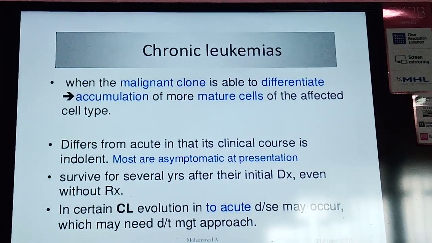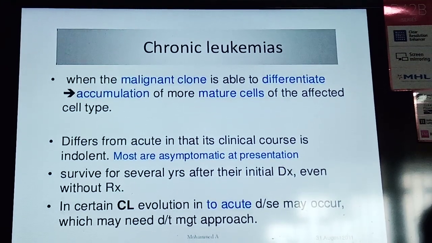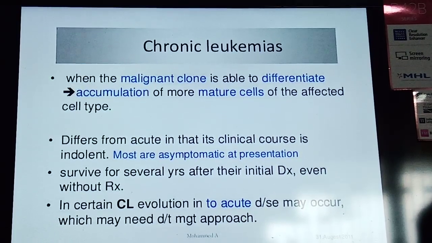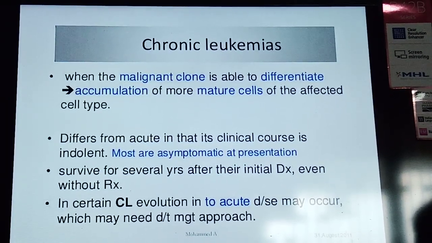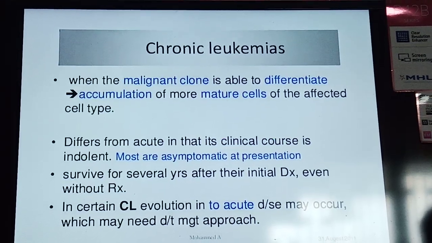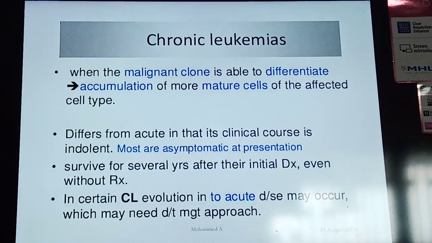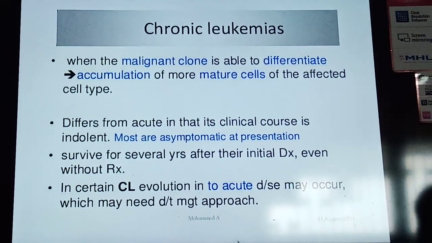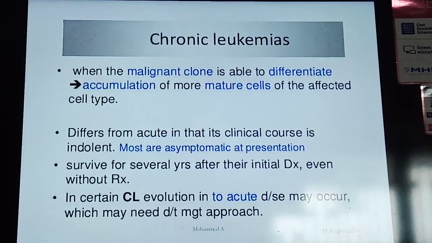Chronic leukemia occurs when the malignant clone is able to differentiate and leads to accumulation of more mature cells of the affected cell type. Chronic leukemia differs from acute leukemia in that its clinical course is indolent. Most patients are asymptomatic at presentation and survive for several years after their initial diagnosis, even without treatment. In certain chronic leukemias, evolution into acute disease may occur, which may need urgent management.